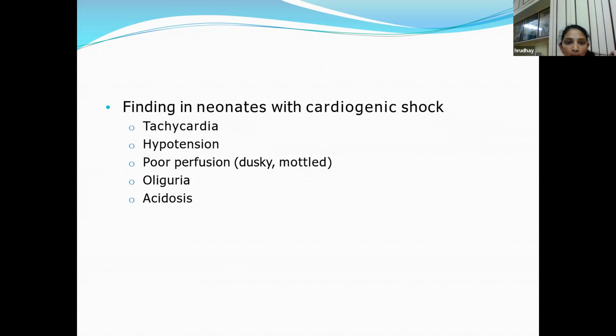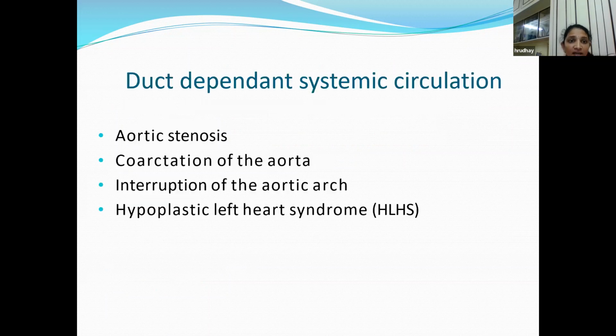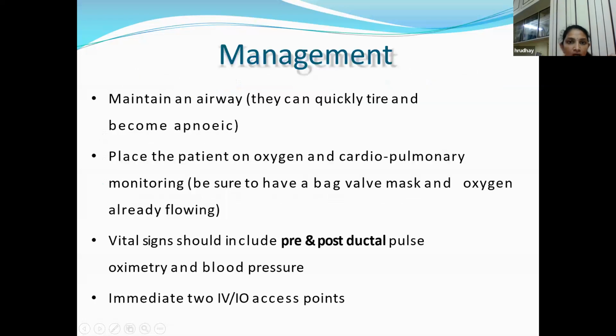Hypotension, tachycardia, poor perfusion or dusky or mottled perfusion, oliguria, acidosis, increase in lactate levels. What are the conditions? Aortic stenosis, coarctation of aorta, interruption of the aortic arch, HLHS, hypoplastic left heart syndrome. How do we manage left-sided obstruction of the heart? It is the same as before: thermoneutral environment, maintain the airway, place the patient on oxygen and cardiopulmonary monitoring. So monitor the pre- and post-ductal pulse oximetry and blood pressure.